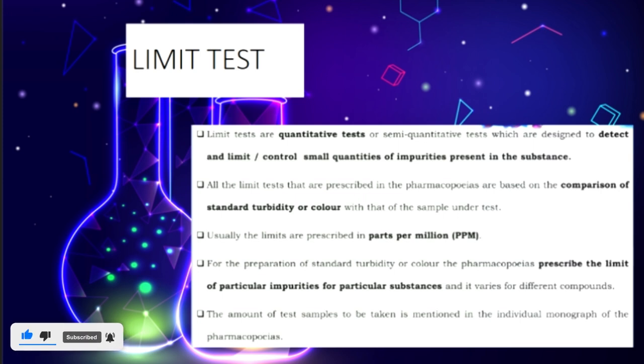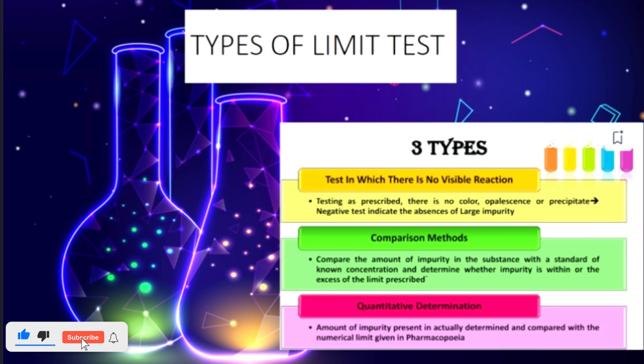So first we will do the limit test for iron or anything else. Then we will compare the test solution with the standard solution. By comparing with the standard solution, if the standard has the higher intensity of color or opalescence or turbidity, then the sample has passed the test. If the test has more color, more intensity or more turbidity, then the sample has failed the test. So this is the limit test.